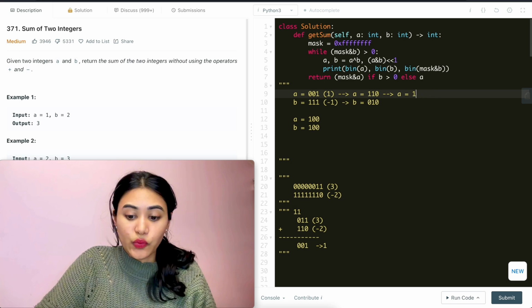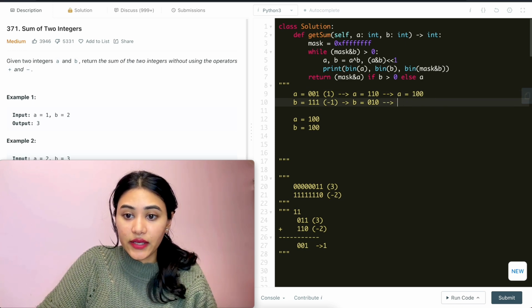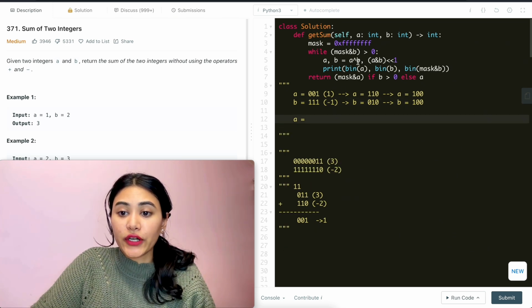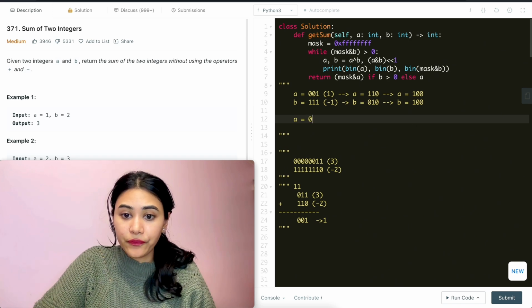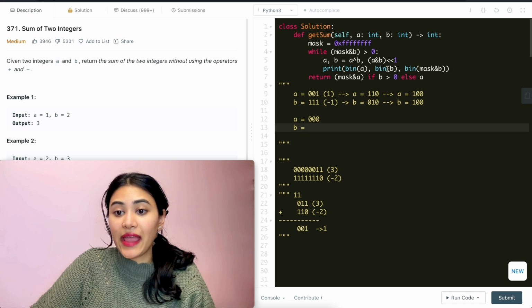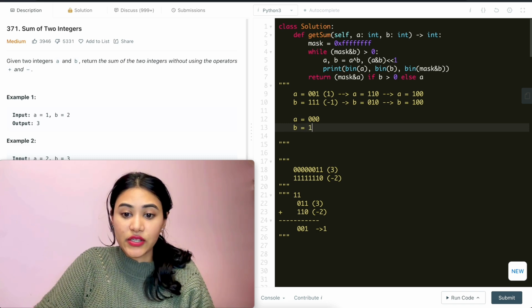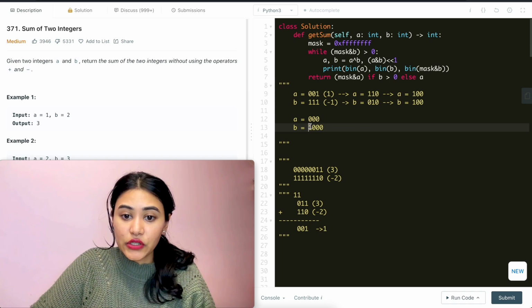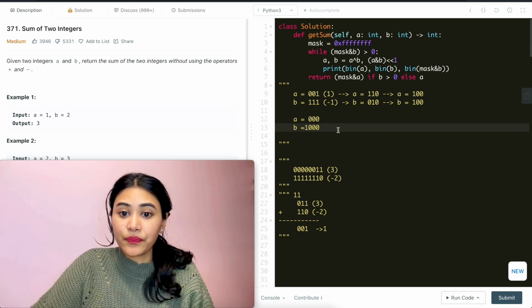Our new A is 1, 0, 0, and our new B is 1, 0, 0. So what is A XORed with B? That's 0, 0, 0. And what is B equivalent to now? So that's A and B, which means it is 1, 0, 0. And then we left shift by 1. So that is something like this.